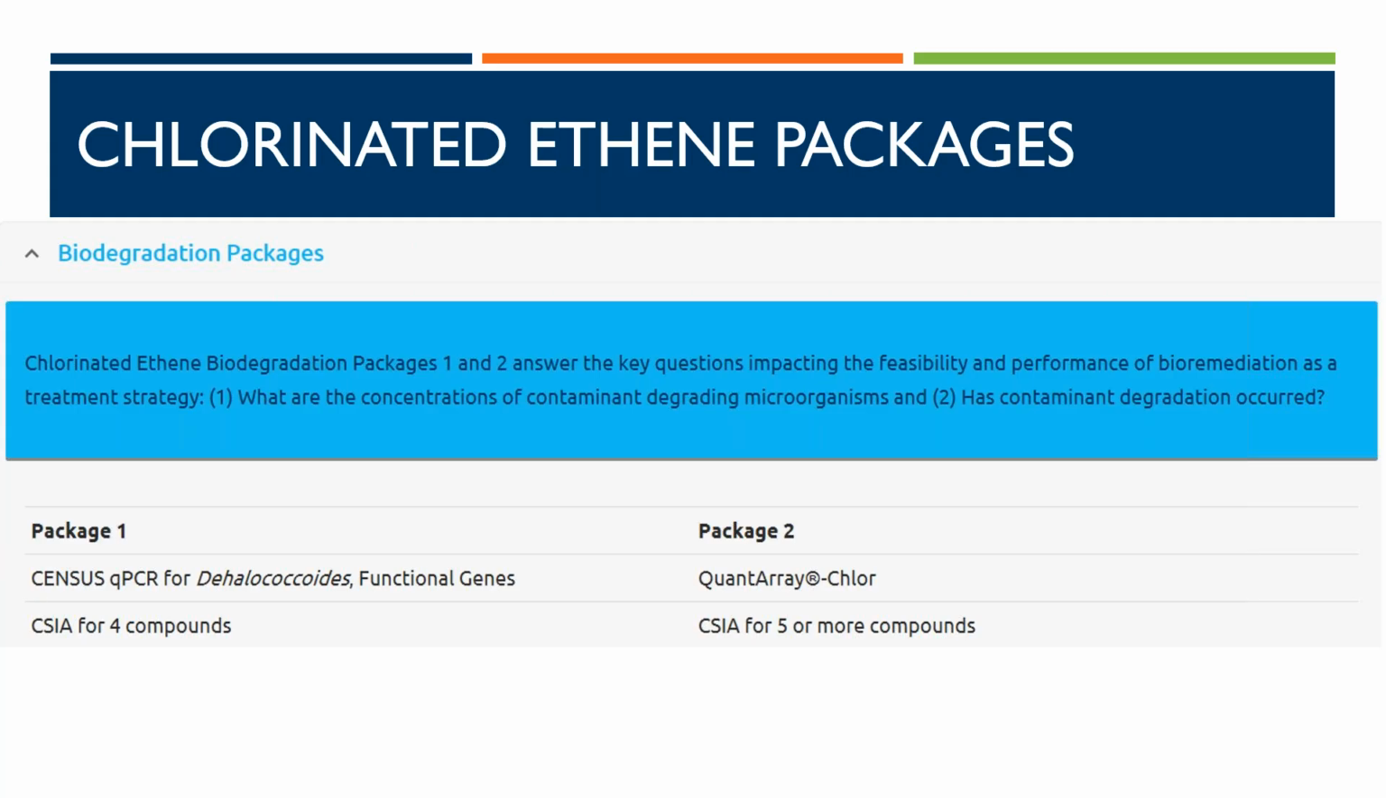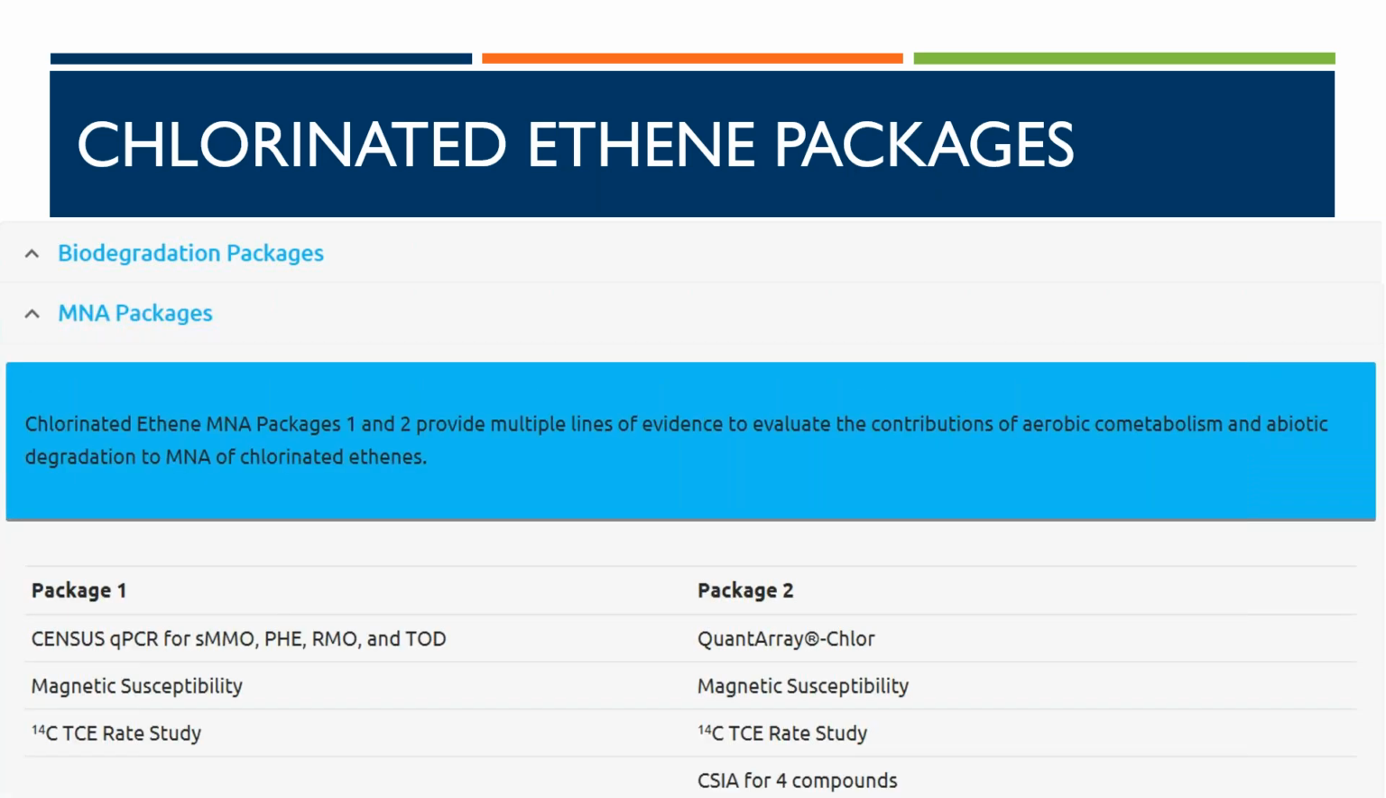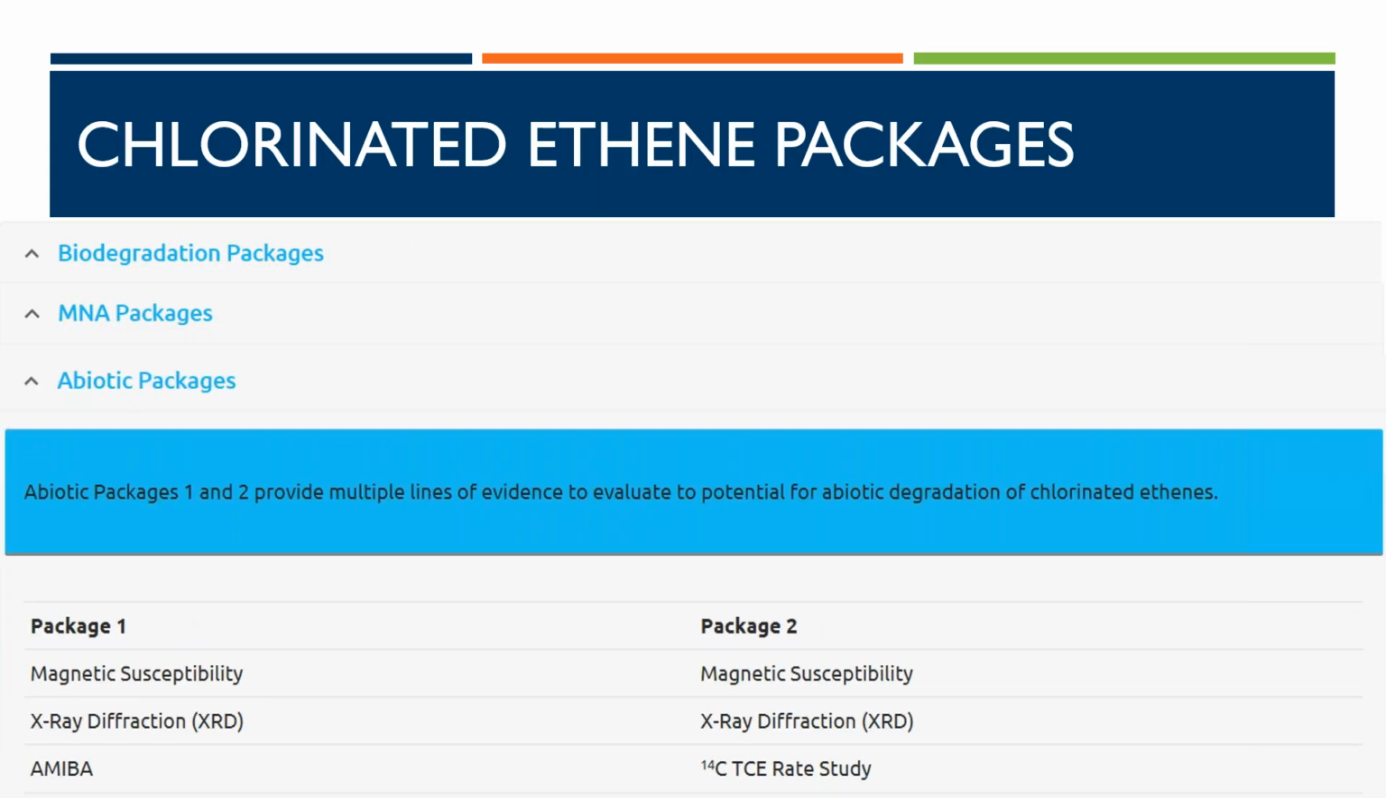This is an example for biodegradation, but what about monitored natural attenuation? We have different packages related to that, which might include aerobic cometabolism or abiotic degradation of chlorinated ethenes. And then we also have specifically abiotic packages as well. So we're looking at different analyses that are complementary to those situations.